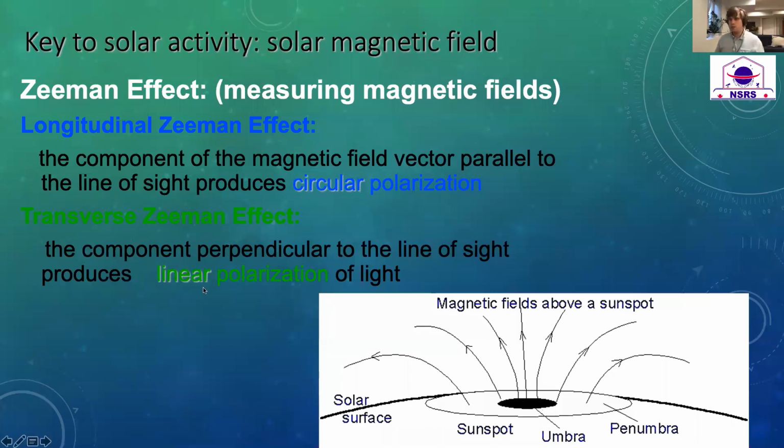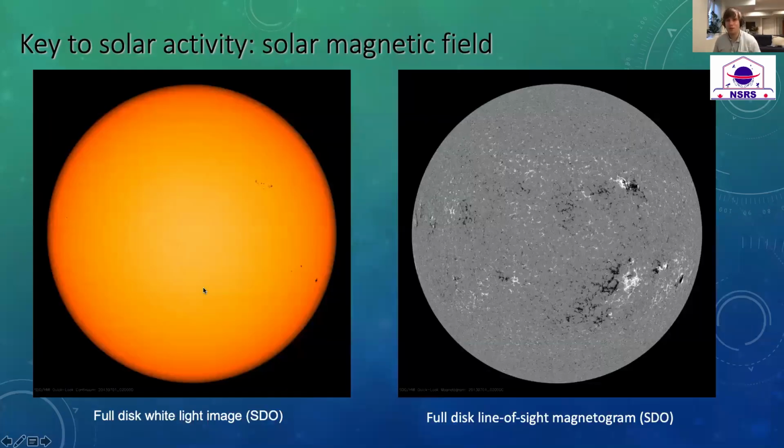But let's jump right ahead and talk about observations, because observations are a little easier to show you in pictures rather than equations. So on the left, we have a white light image of the solar photosphere. This is from the Solar Dynamics Observatory. And so what you would see, this is just the same sort of white light that you would get if you went outside and put a filter on a telescope and looked at the sun. You can see that there are these little clusters of black dots.